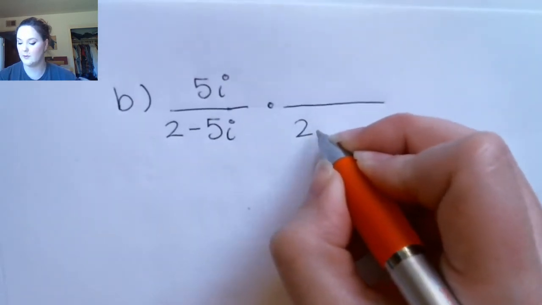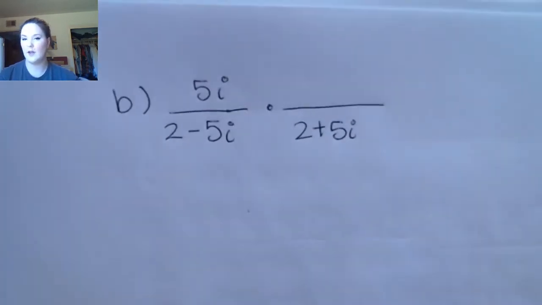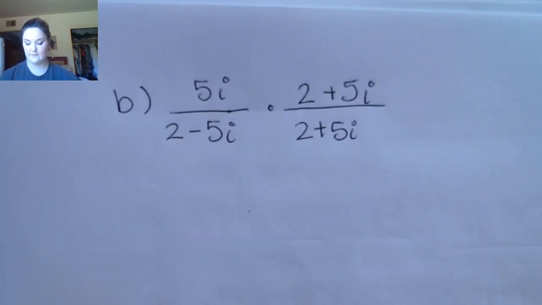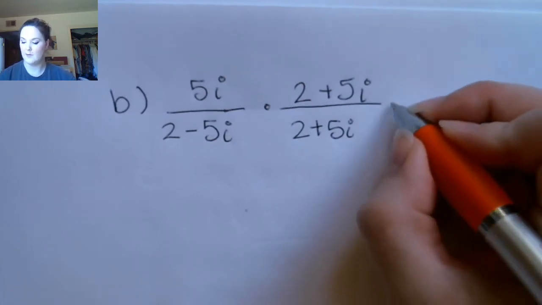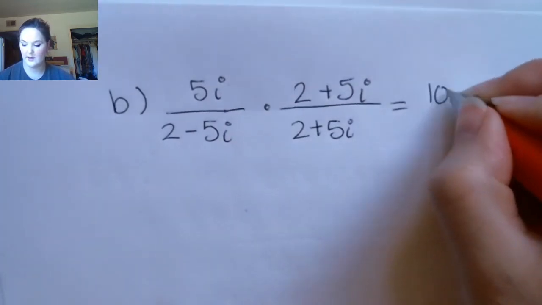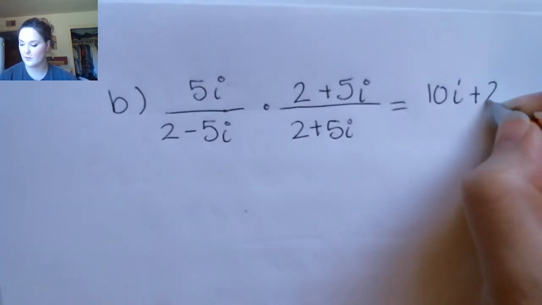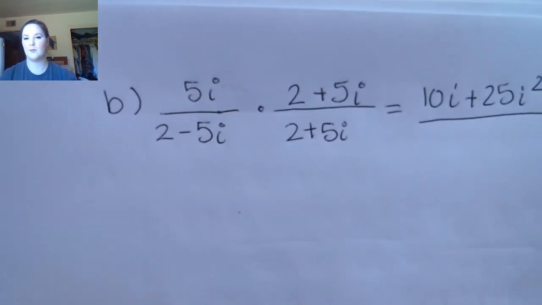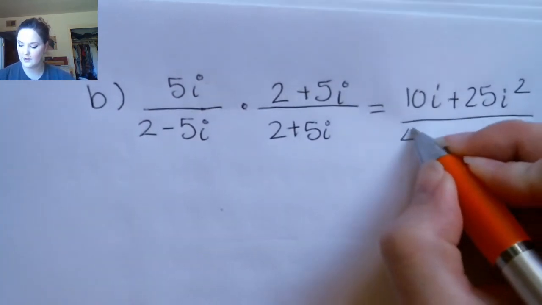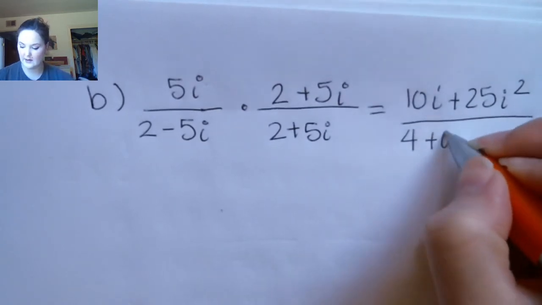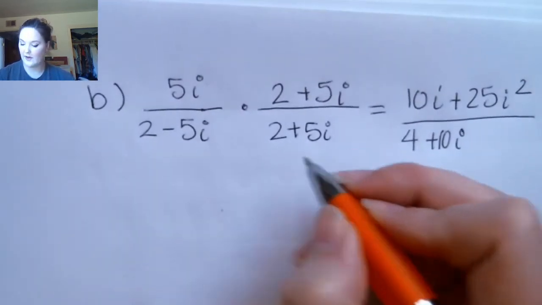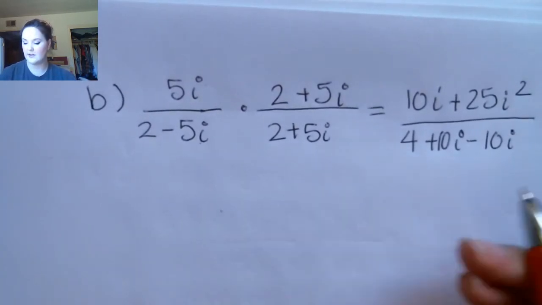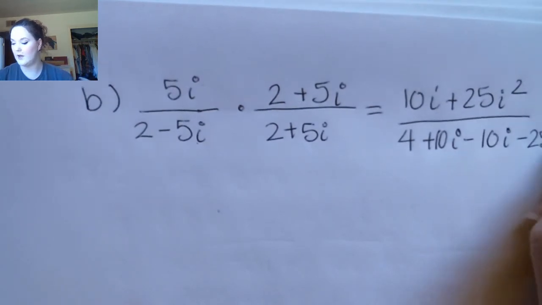So the complex conjugate here would be 2 plus 5i. And then I have to do the same thing in the numerator. Now I'm going to multiply these. 5i times 2 is 10i. 5i times 5i is 25i squared. And then I'm going to multiply out in the denominator. 2 times 2 is 4. 2 times 5i is 10i. Negative 5i times 2 is negative 10i. And then negative 5i times 5i is negative 25i squared.